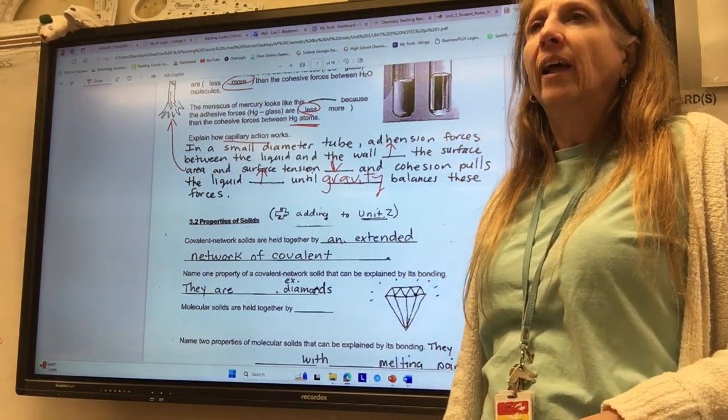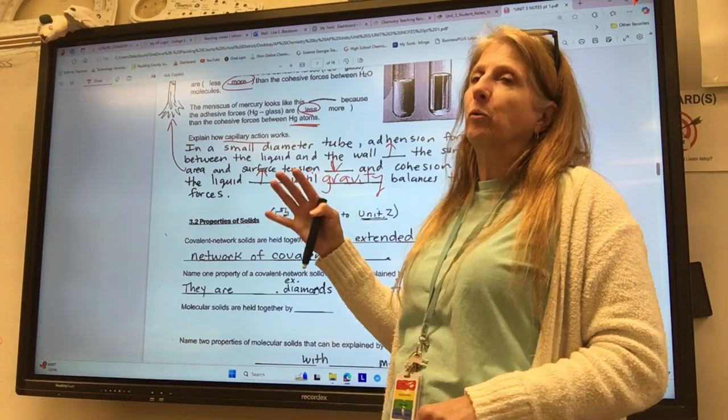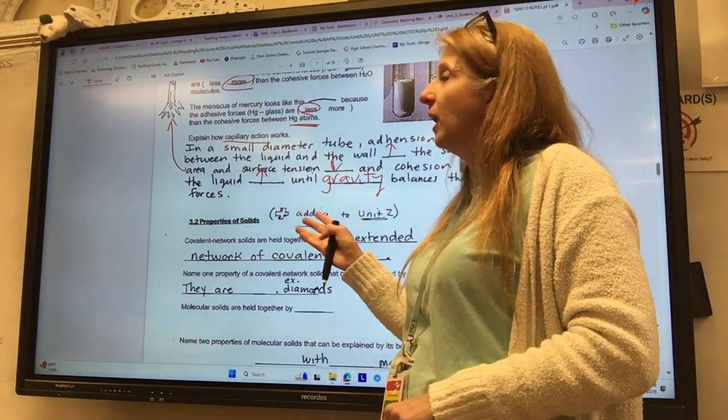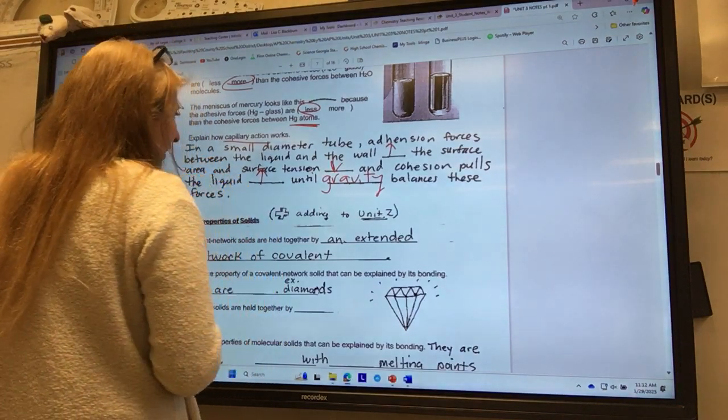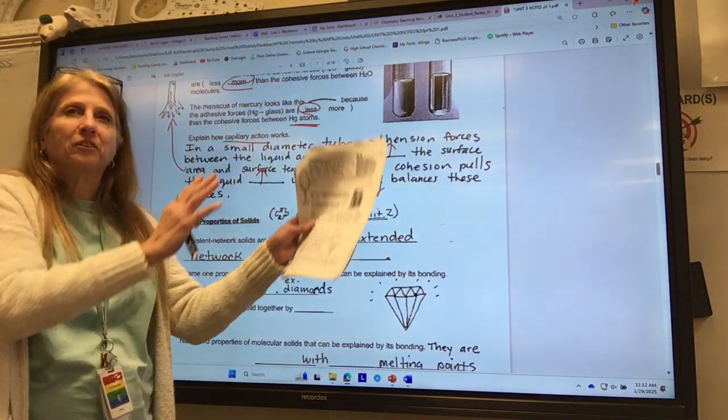Isn't that cool? And if the trees didn't do this, they wouldn't photosynthesize, they wouldn't make oxygen, and you'd die. We got to have oxygen, right? We're in a symbiotic relationship with trees.